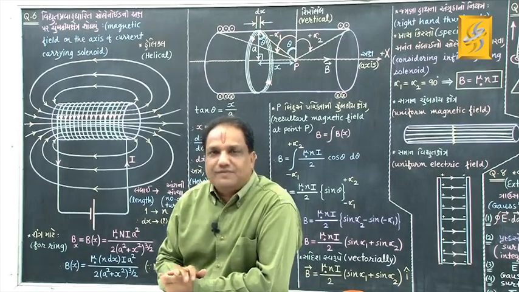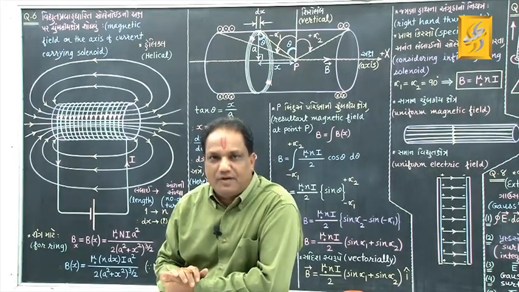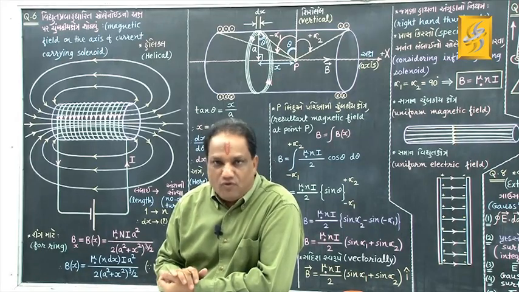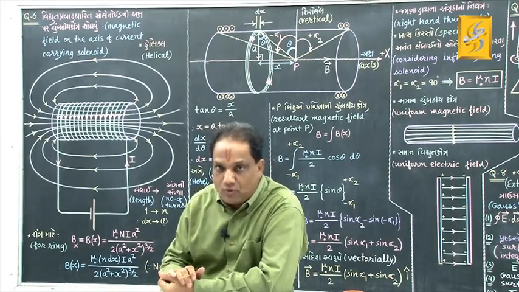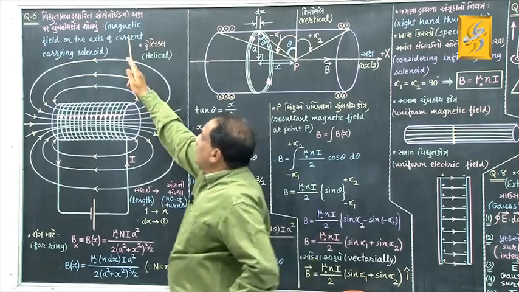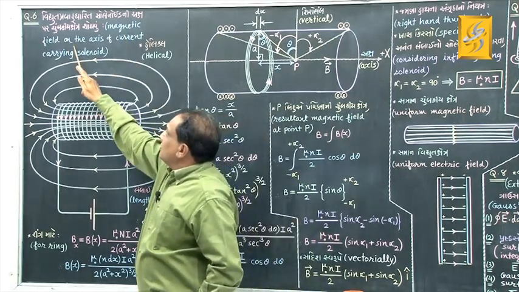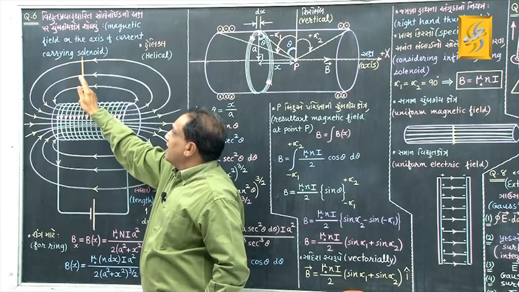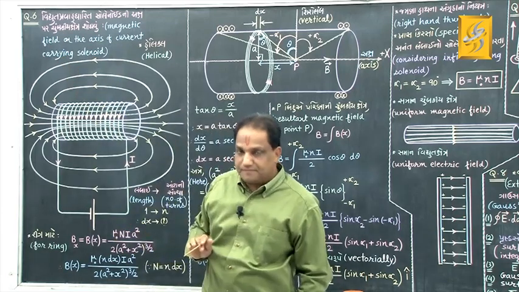Come on, my dears. We proceed further in chapter number 4. Now we go for question number 6. It is about magnetic field on the axis of current carrying solenoid.